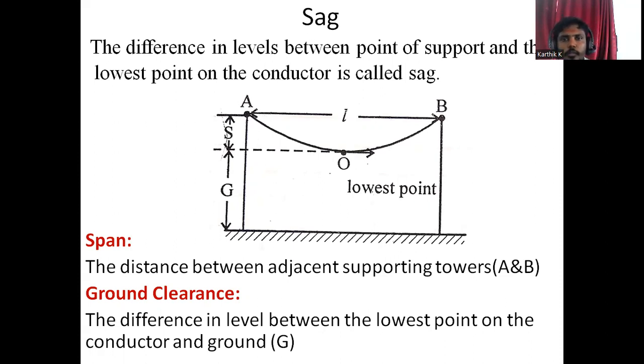So how do we define the sag? Sag is the difference in level between the point of support on the tower and the lowest point of the conductor. This is called the sag. Span is the distance between the two towers A and B. That is called the span. Ground clearance is the difference in level between the lowest point of the conductor and the ground. That is called the ground clearance.